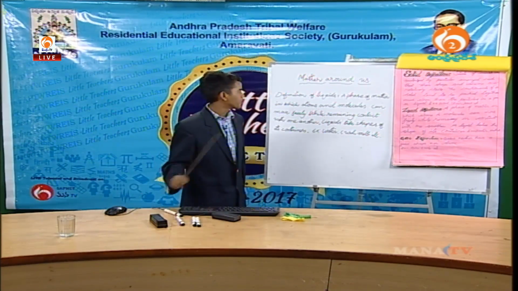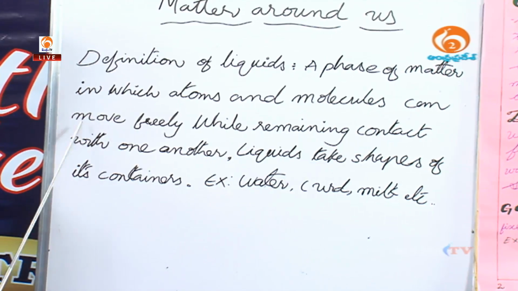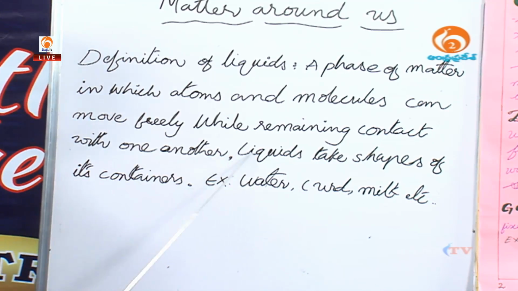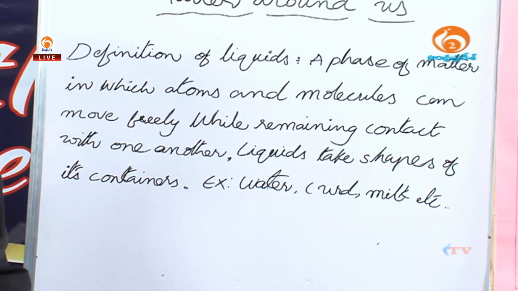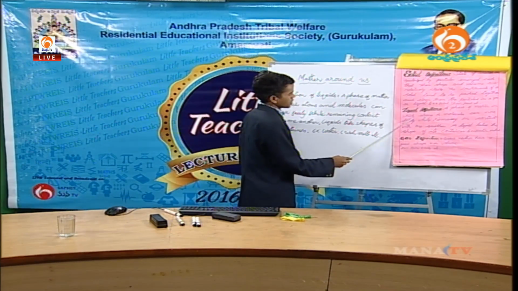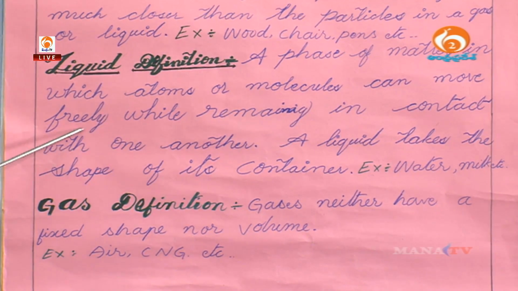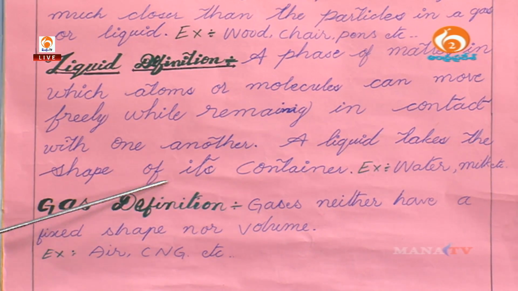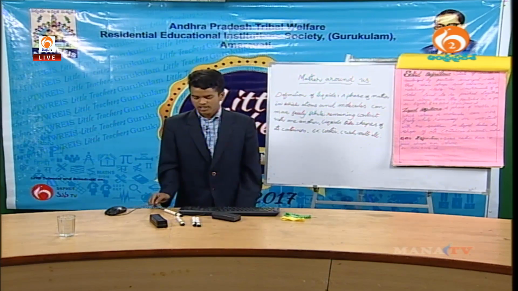And now see here, definition of liquid: a phase of matter in which atoms and molecules can move freely while remaining in contact with one another. A liquid takes the shape of its container. Example: water, curds, milk, etc. These are all examples of liquids. Liquid definition: a phase of matter in which atoms or molecules can move freely while remaining in contact with one another. A liquid takes the shape of its container. Example: water, milk, curds.